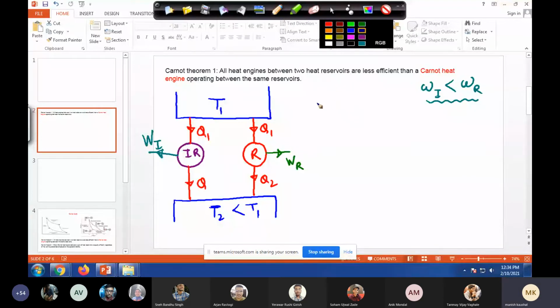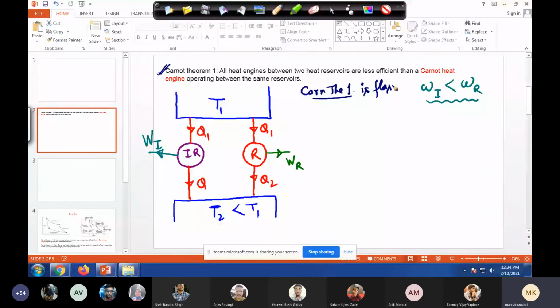Now, let's say that what Carnot theorem 1 says is not correct. So let's say Carnot theorem 1 is false. If it is false, then I can write eta of irreversible engine is greater than eta of reversible engine. I am discarding the claim by Carnot, meaning the first claim, this theorem 1. So if that is the case, then this is true: eta I is greater than eta R.